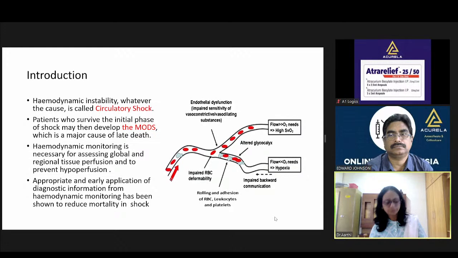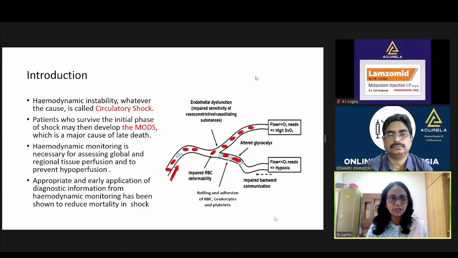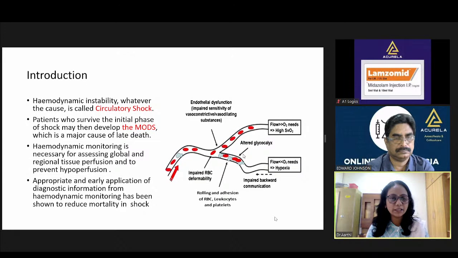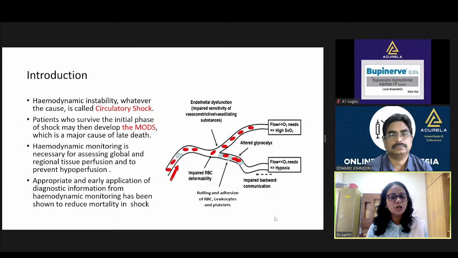My topic today is about invasive hemodynamic monitoring with emphasis on arterial lines, in the sense arterial blood pressure monitoring, central venous pressure monitoring, and pulmonary artery catheter monitoring. So why do we bother about this invasive hemodynamic monitoring? At the outset, we need to understand that hemodynamic instability, whatever the cause may be, is called circulatory shock. This circulatory shock leads to many complications.